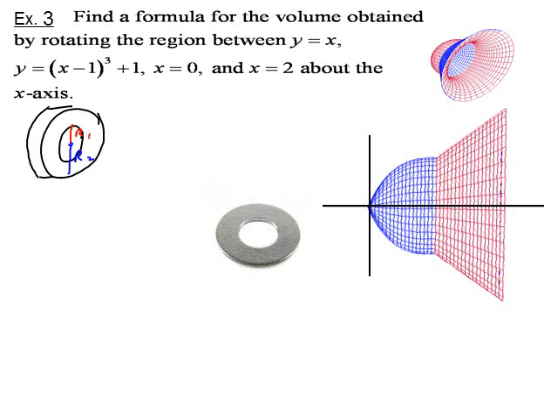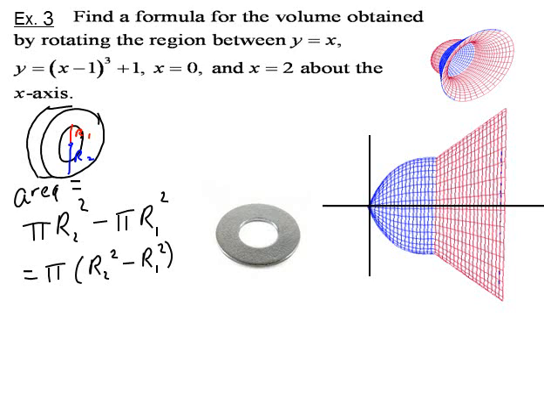To find the area of the face of this shape, we would subtract the area of the inner circle from the area of the outer circle: pi times outer radius squared minus pi times inner radius squared. Factoring pi from this expression, we get pi times (outer radius squared minus inner radius squared). It's important to notice that each radius is squared separately here.